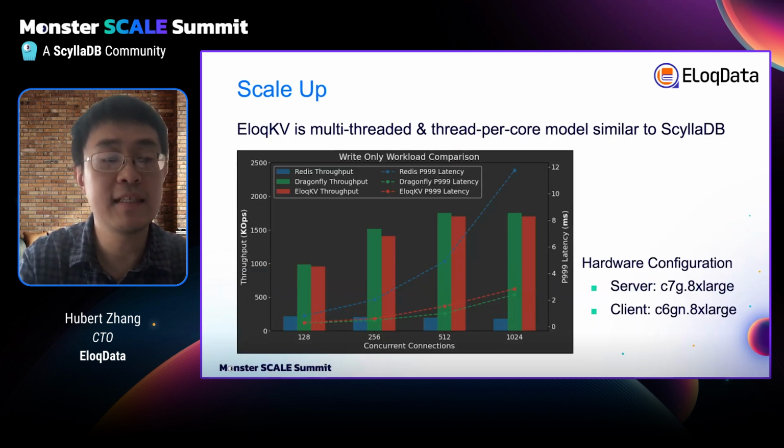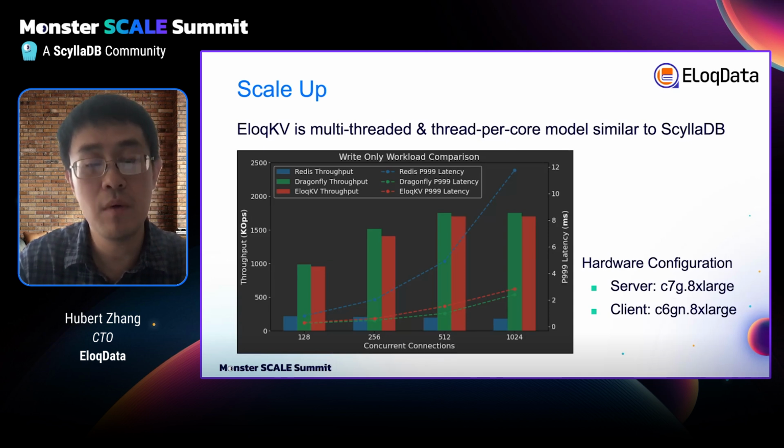Next topic is scale up. Different from Redis's single-threaded worker model, EloqKV is multi-threaded and follows the thread-per-core model to achieve the best performance. This is similar to ScyllaDB, but we don't use the Seastar framework. We benchmark EloqKV with Redis and DragonflyDB.